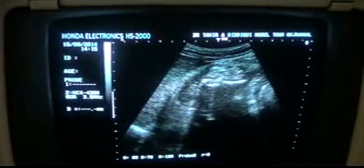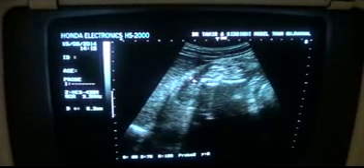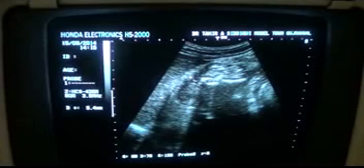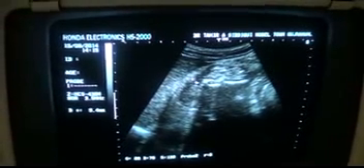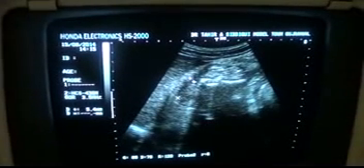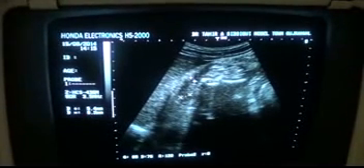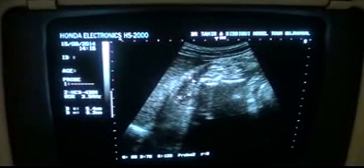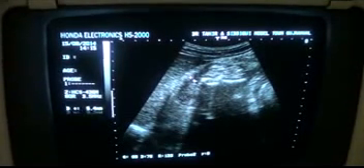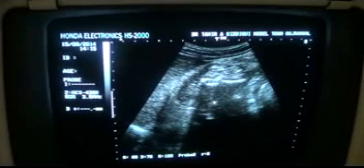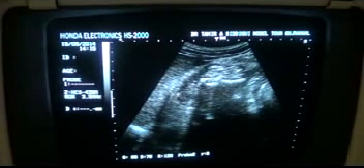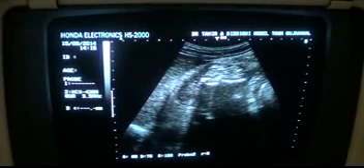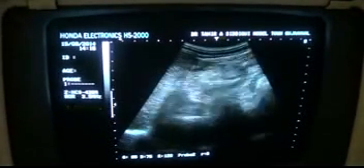If we measure the thickness of the parenchyma at this region, it's 5.4. At the upper pole, the thickness is 9.2. So the thickness is significantly reduced. Secondly, you see that there is no pyramid seen. There is absence of corticomedullary differentiation.